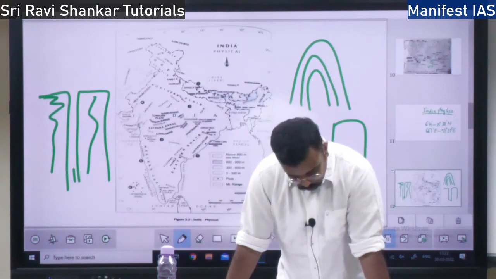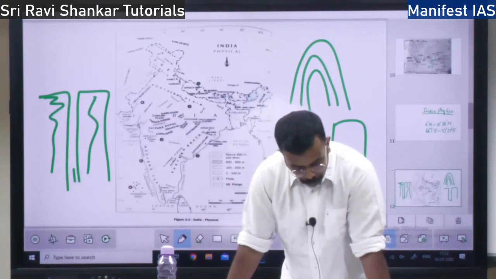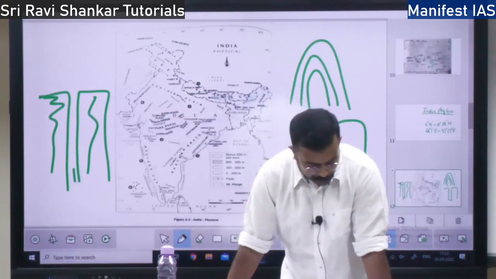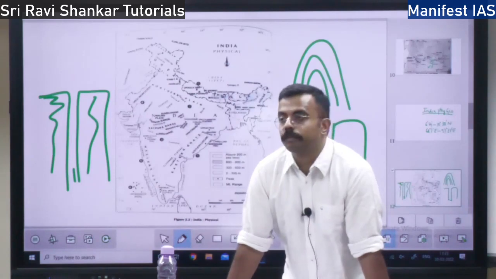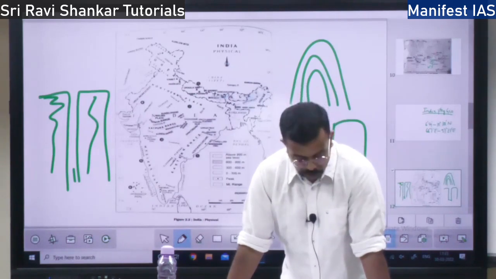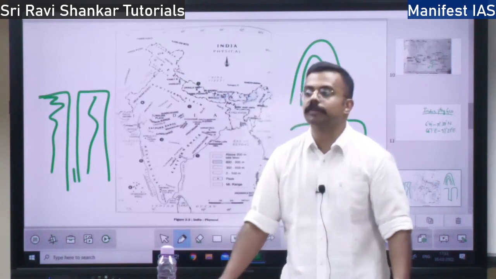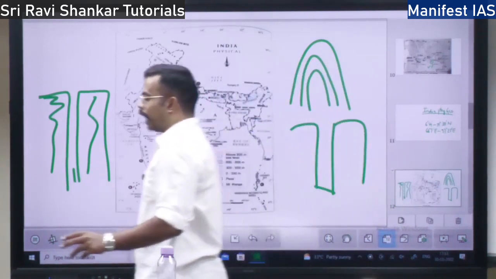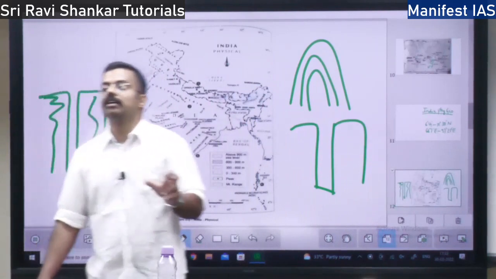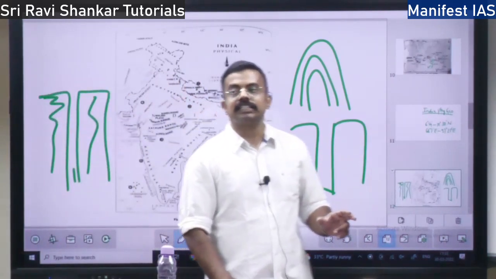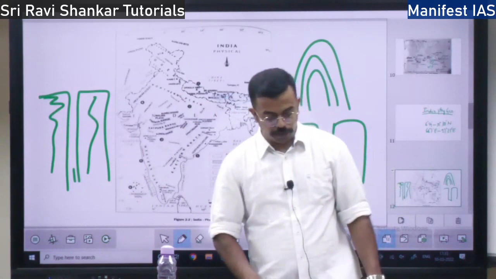So this is about the Indo-Ganga Brahmaputra plain. Then we will talk about the physiography of India. Physiography means it is a part of geography where we study the physical characteristics of an area.